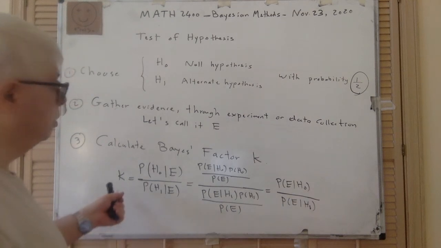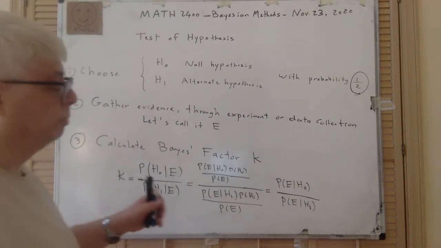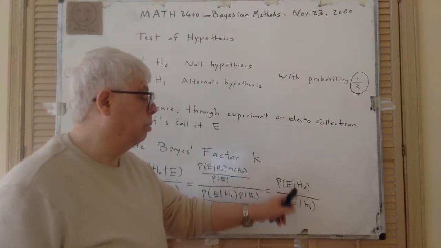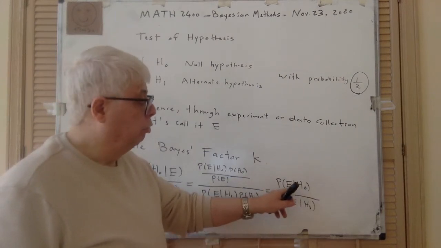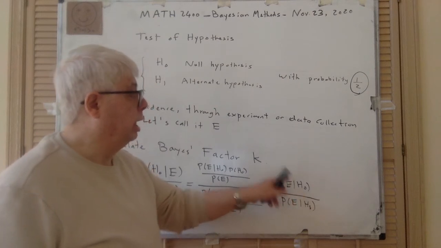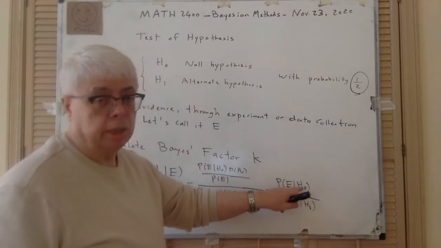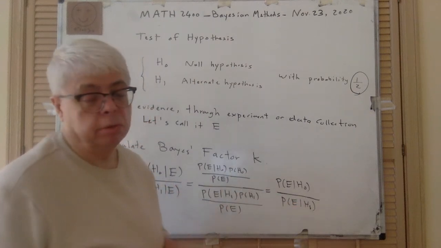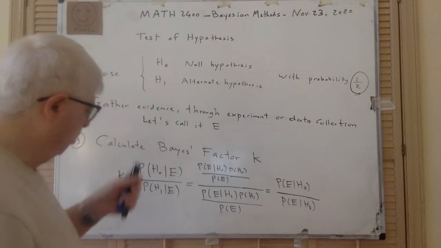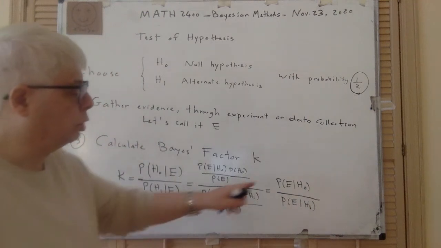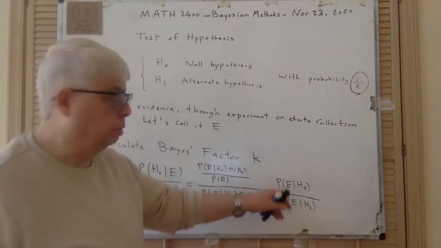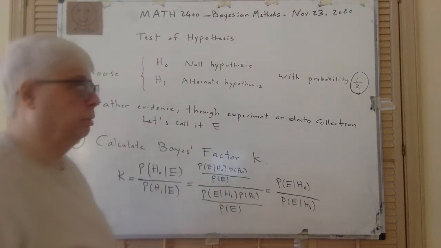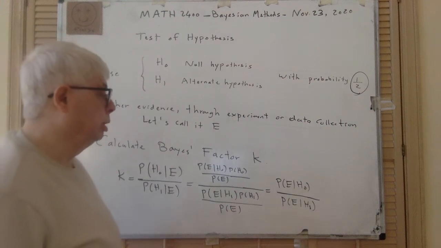So if K is less than 1, then this is less than this. It's saying that the probability of this evidence happening given H0 is less than the other one happening given H1. If it is bigger than 1, then this one is bigger than this. So your hypothesis is in a good position, saying, you see, my hypothesis makes more sense.